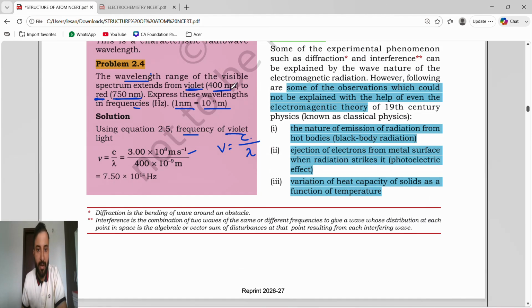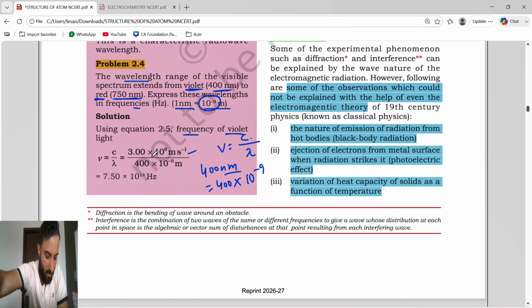It is 400 nm, and 1 nm is 10 to the power of minus 9 meter. So it will become 400 into 10 to the power of minus 9. See here. So what we will do, guys, in the calc, we will take out the calculator and you will just do this part.